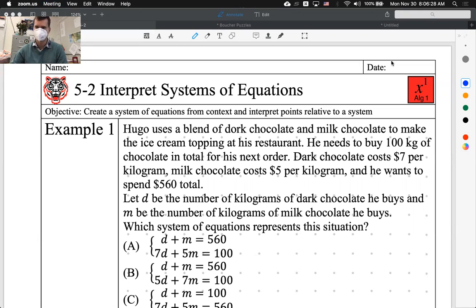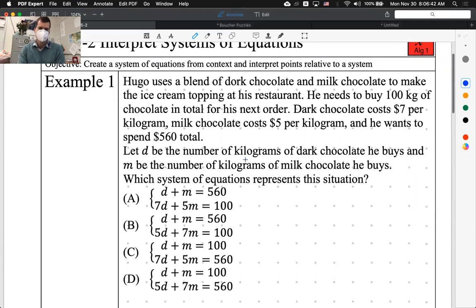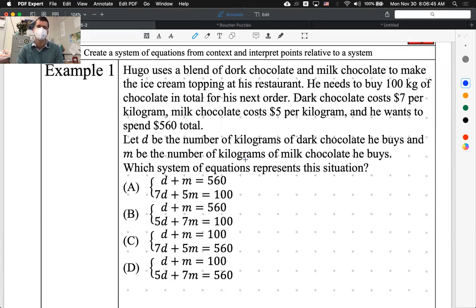There it is. And by the way, today's date is my birthday, November 30th, 2020. I'm officially 28 years old today. Thank you. Oh, happy birthday to you, belated.